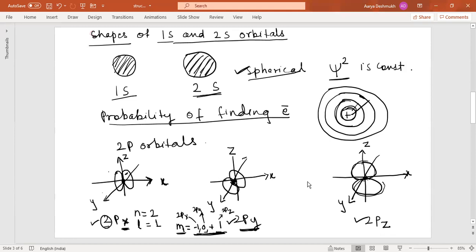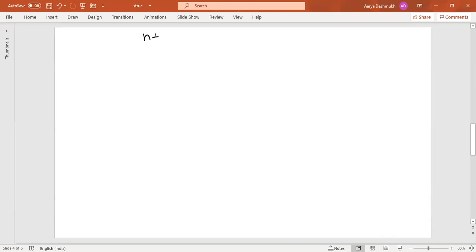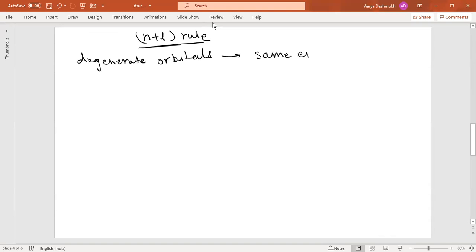Next we will proceed to the n plus L rule. This is also an important concept. Before we proceed to this rule, we must know what a degenerate orbital is. Degenerate orbitals are the orbitals with the same energy, means 2s and 2p. These are the degenerate orbitals with the same quantum number.